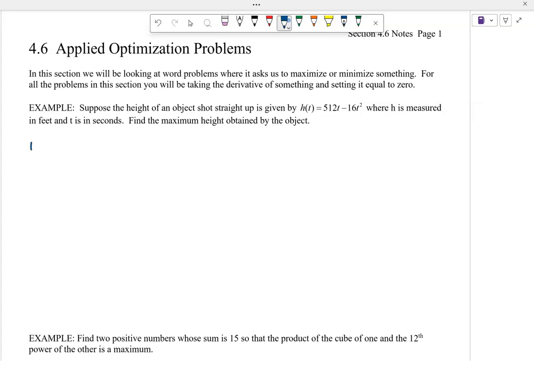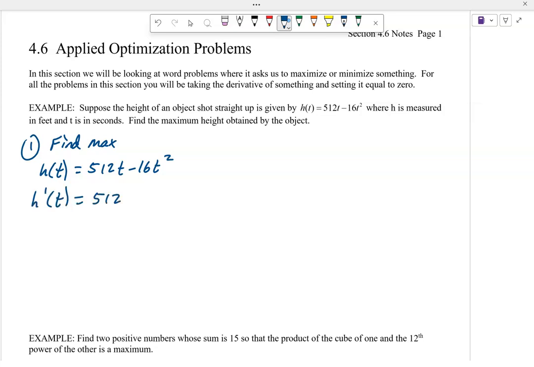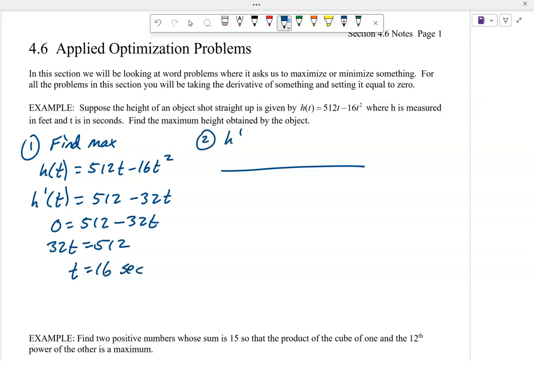So where would the maximum height be? We want to find the max. Well, if we want to find the max of a function, we could go ahead and run the first derivative test. So there's our function. Let's take the derivative. We got 512 minus 32t. Let's set that equal to 0. So it's 16 seconds. So here's our h prime, 16 seconds, our critical point.